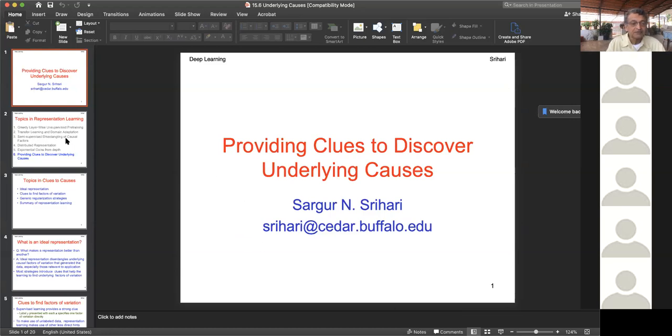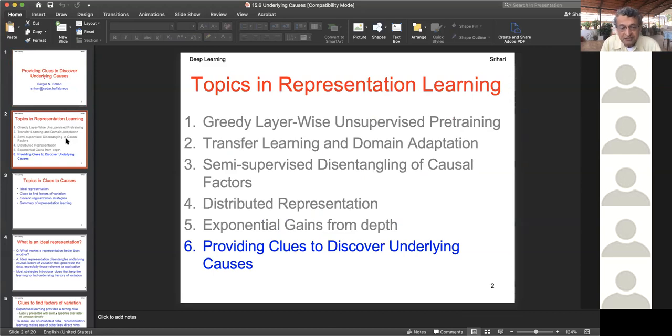All right, let's see. Providing clues to discover underlying causes. Like the particular image you're seeing is like this because this person is a female and this person is wearing glasses, which is why you're seeing this image. So those are underlying causes. And can the network actually give you an answer like that?